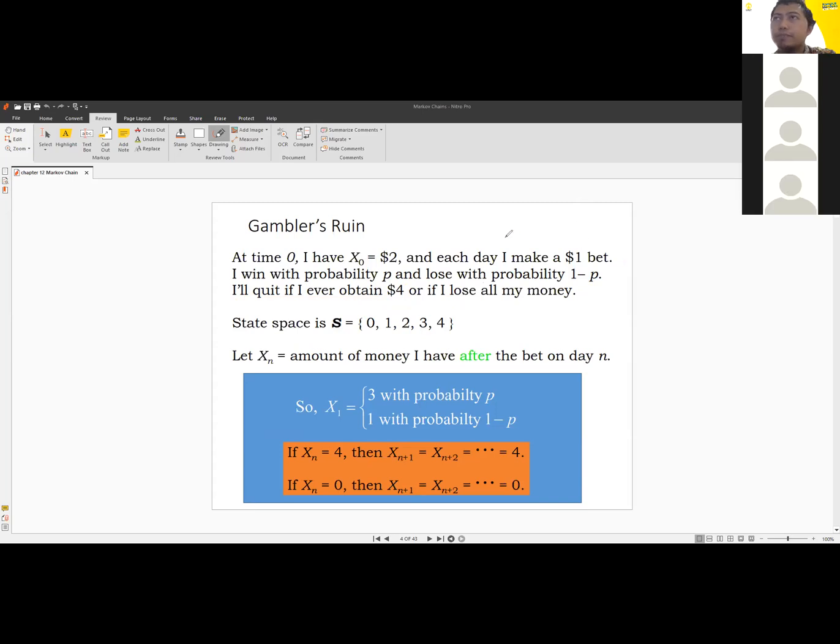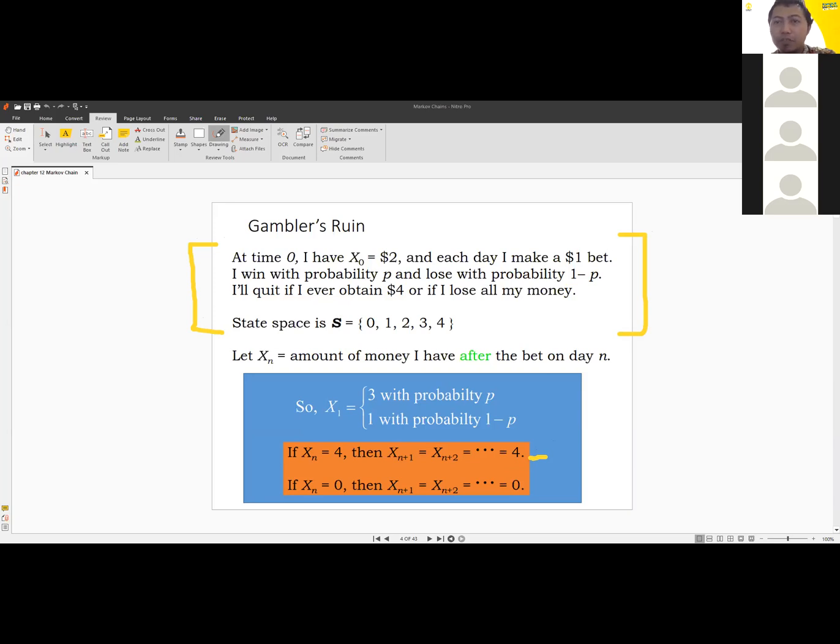Sir, sorry, can I ask a question? Of course. What is the meaning of xn equals 4, then xn plus 1 equals xn plus 2 equals 4? The orange part here. Can you elaborate? Of course, later. We still discuss this one. Okay, sir, I get it.